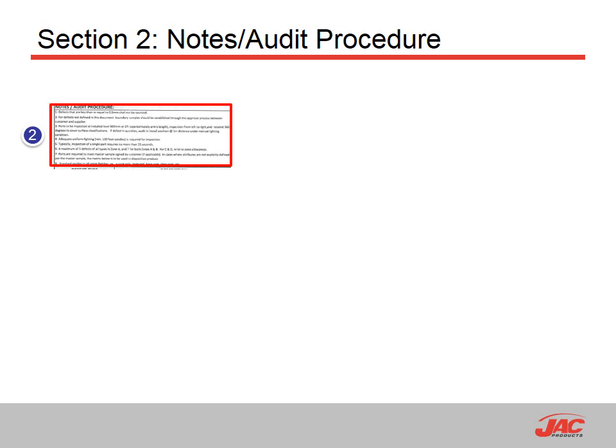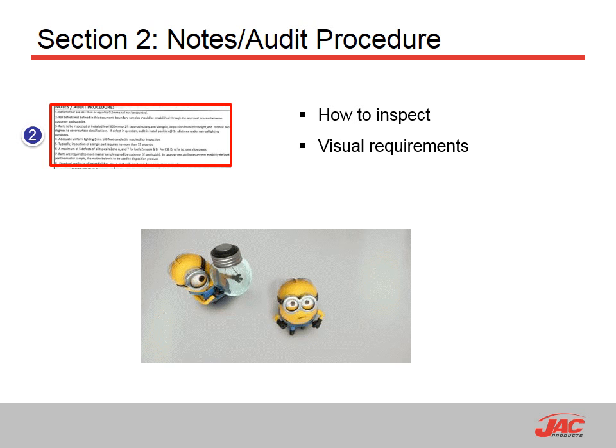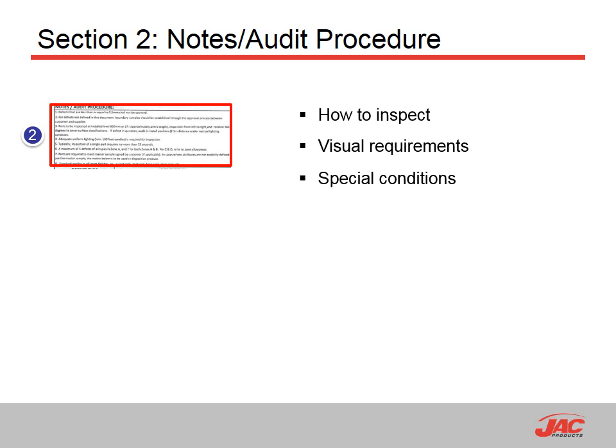Section 2 is the Notes and Audit Procedure. This section reminds you to inspect the part at arm's length. It also dictates the requirements for the area you are performing the inspecting, like how bright the lights should be. Finally, it also discusses special conditions that you should be aware of, such as not counting defects less than 0.3 millimeters in size, or there can only be a total of 5 defects of any type on the A surface. Be sure to read this section before starting the job.